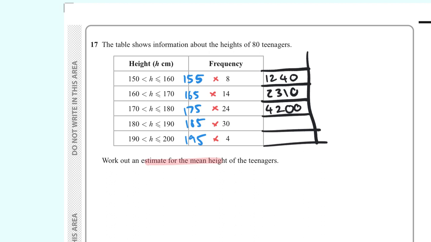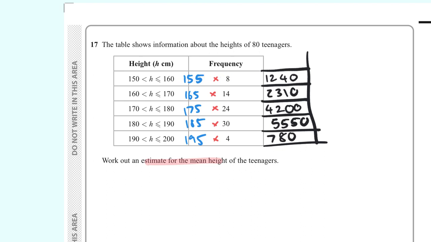185 times, oh gosh, times 30. I'll explain in a moment why we're doing this as well. Okay, now when you're normally finding the mean, you add up all the numbers and divide by how many numbers you have. But there's a lot of kids here. There are 80 teenagers here, all of them having different heights, and they're in groups, and we're working out the mean height. So we need to calculate all of the heights.